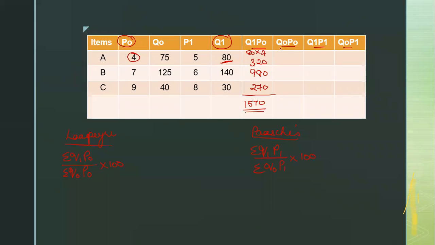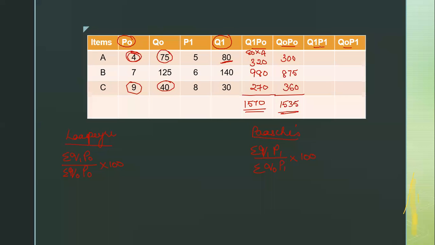Okay, next Q0P0. Calculate Q0P0. How will you calculate Q0P0? It is 75 into the price of the base year, that is 4. What is the answer? Okay, 300. Good. Second one, 875. Good. Next one, 40 into 9. Good, 360. Find the total of this. Total of that. Yes, good, 1535.